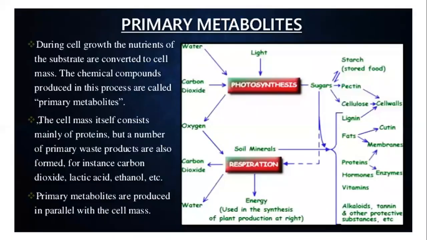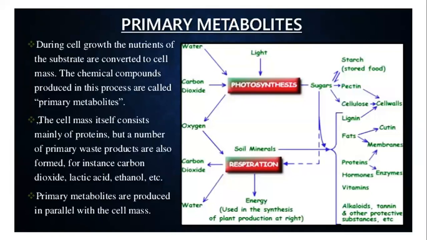So basically, when a cell grows in the nutrient media and the substrate is converted into cell mass, there must be an action of enzymes present. And when a product is formed by this process, those products are called primary metabolites, which are the direct chemical compounds produced by the cell mass.